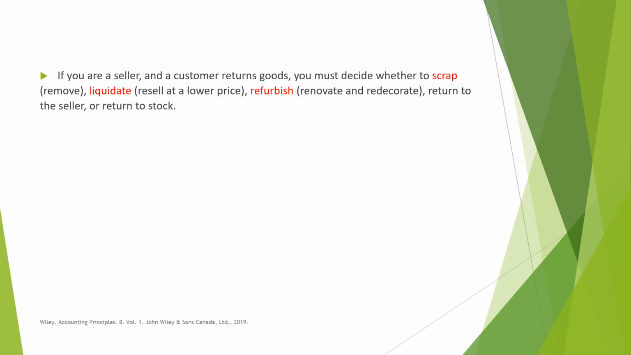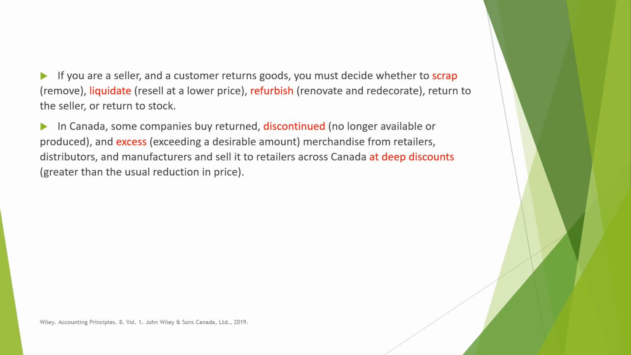If you're a seller and a customer returns goods, you must decide whether to scrap, liquidate, refurbish, return to the seller, or return to stock. Scrap, remove. Liquidate, resell at a lower price. Refurbish, renovate, and redecorate. In Canada, some companies buy returned, discontinued, and excess merchandise from retailers, distributors, and manufacturers and sell it to retailers across Canada at deep discounts. Discontinued, no longer available or produced. Excess, exceeding a desirable amount. At deep discounts, greater than the usual reduction in price.